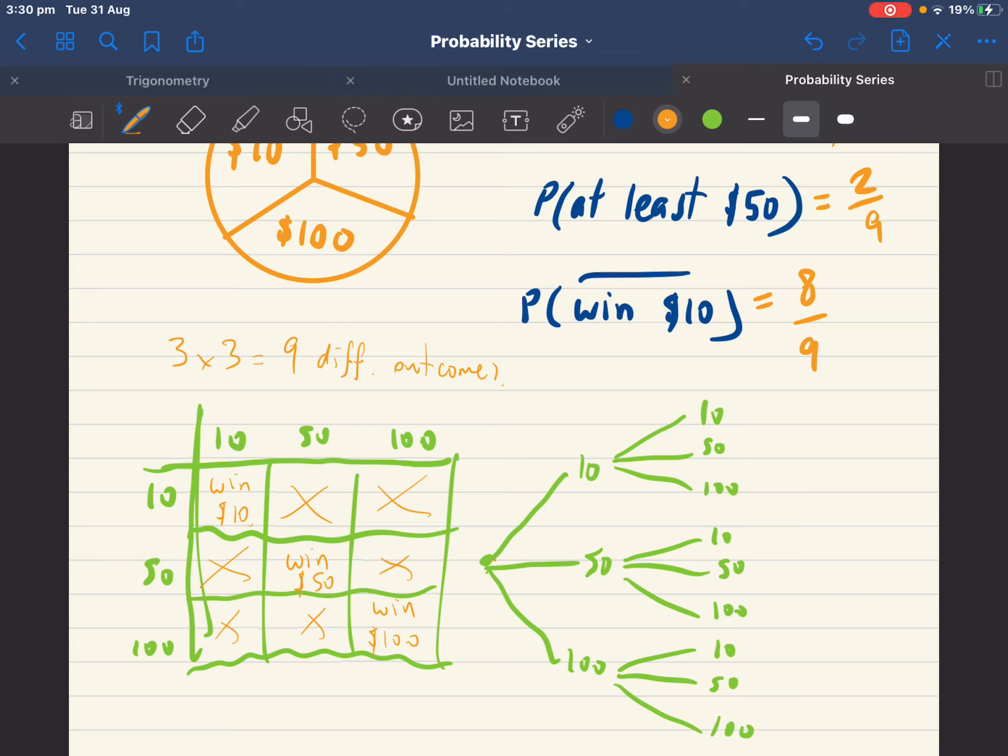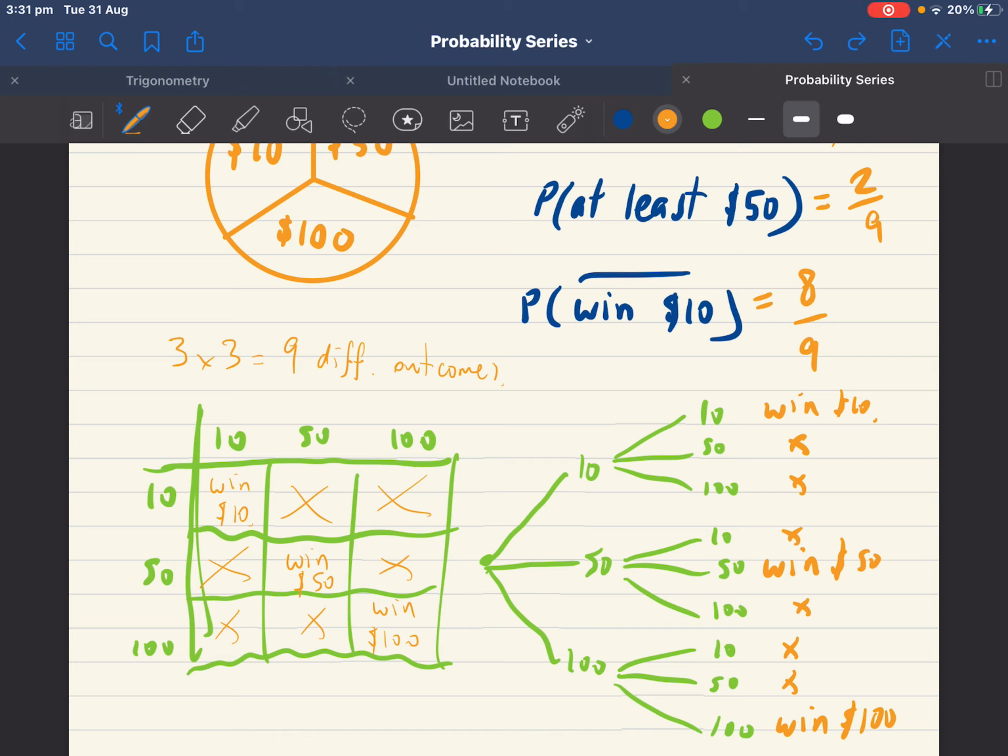The first one was here. You got the 10 and the 10, right? This was us winning $10. The next branch was 10 and 50. There was no win there. No win. No win. This was a win of $50, no win, no win, no win, and a win of $100. Again, you just follow the arms to each endpoint.